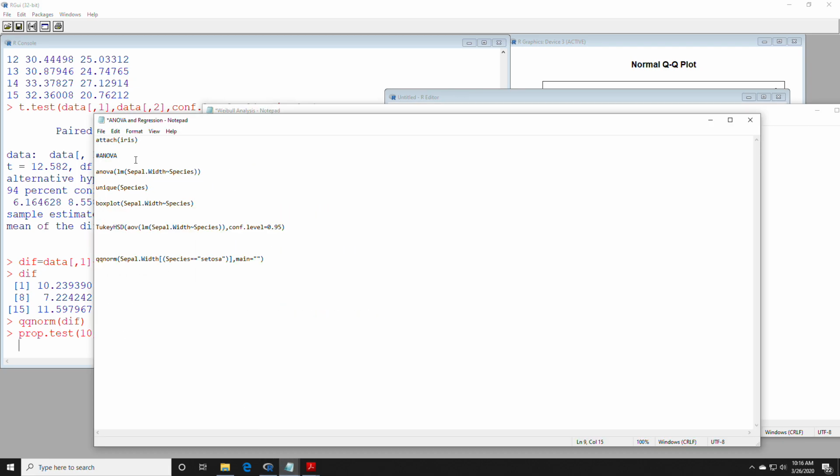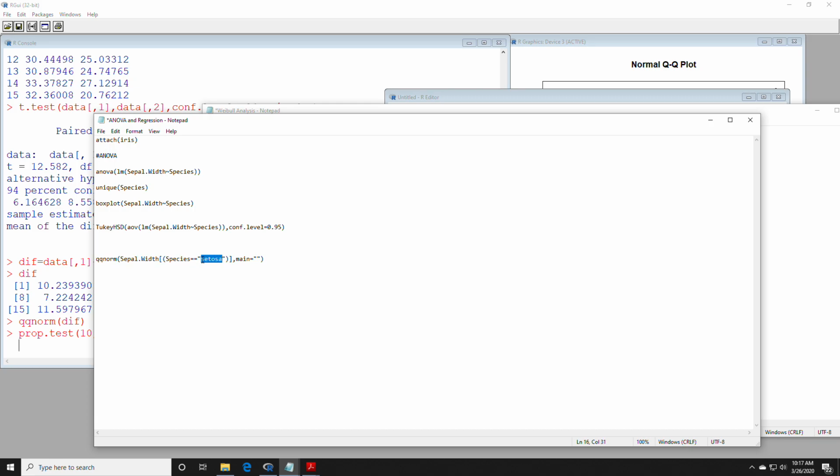So for the ANOVA, again, all of the regression stuff I completely ignore. All we need are these few lines of code, and this is what gives us our table. And the box plot, right, to check the variances is here. The QQ plot to check the normality is here.